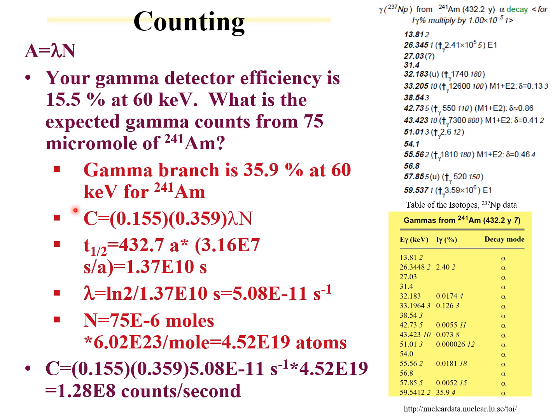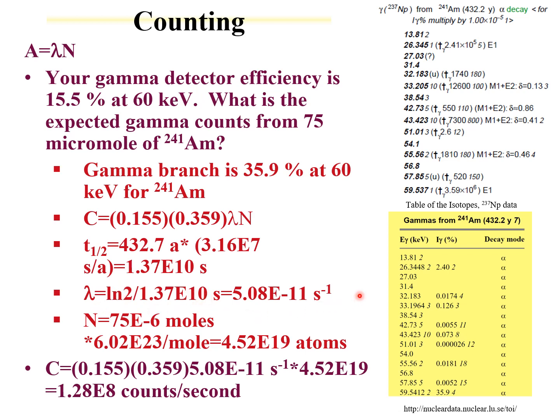I put in my half-life. Using the half-life of 432.7 years and normalizing that to seconds, where there are 3.16 times 10 to the 7th seconds per year, you get a half-life of 1.37 times 10 to the 10th seconds. I get the seconds because, remember, I said the half-life needs to be in the same unit. It's given to you in years, and I need to convert it to seconds. I use this half-life in seconds to get the decay constant.